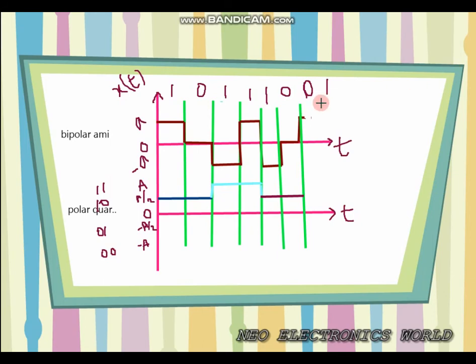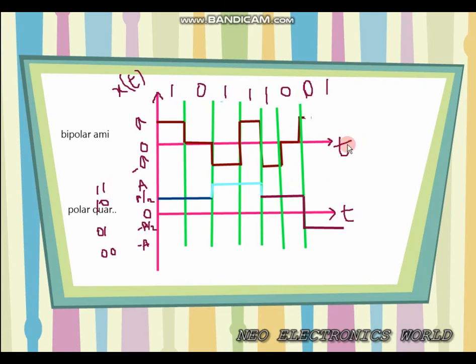Okay, we can see here 0 1. I have written it as 0 1. So what is 0 1? This is minus A by 2. So this will be going down, and this will be continuing as minus A by 2. Okay, that's all. This is about polar quaternary. I have changed the code here to make it easier to understand. So I hope all have understood these particular line codes.